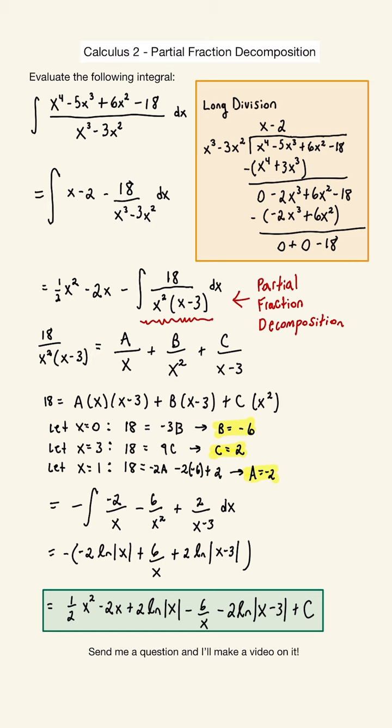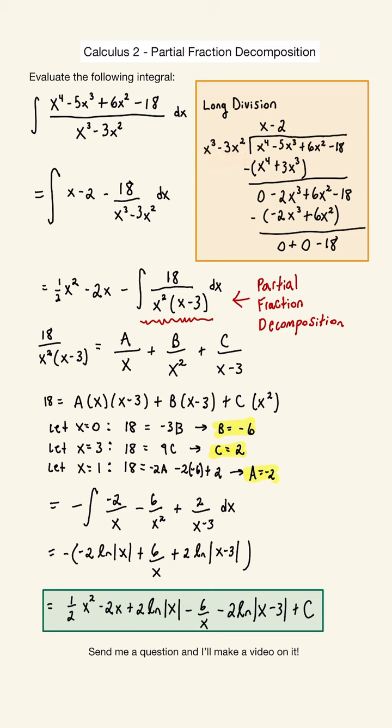Our first step will be performing long division. So we'll have x cubed minus 3x squared on the outside and our numerator on the inside. By doing long division, what we'll be left with is x minus 2 with a remainder of negative 18. So now we can rewrite this integral as the integral of x minus 2 minus 18, which was our remainder, over x cubed minus 3x squared, which is what we were doing long division with.